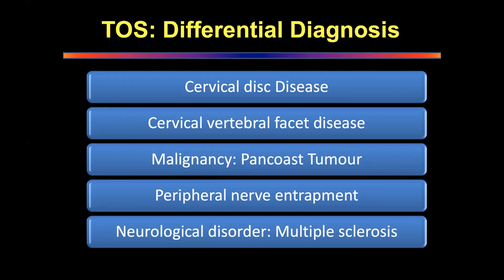There could be a problem at the vertebral facet joint, and there could be osteophytes at the vertebral facet joints, which are causing problems by compressing the nerve roots. Again, both of these will give rise to neurological symptoms, which are quite similar to neurological thoracic outlet syndrome. So it's very important to differentiate between the outlet problems and the cervical spine problems.